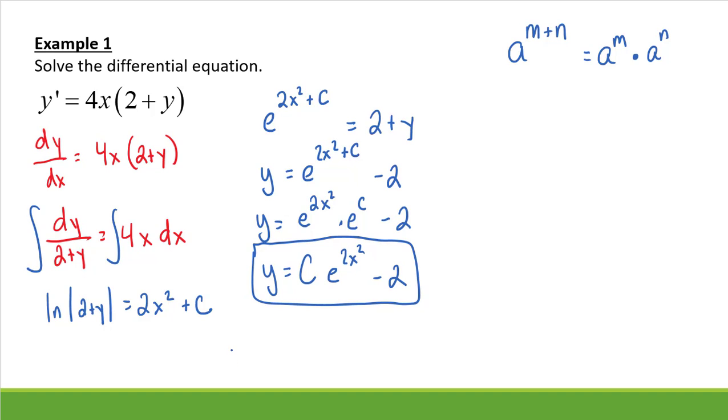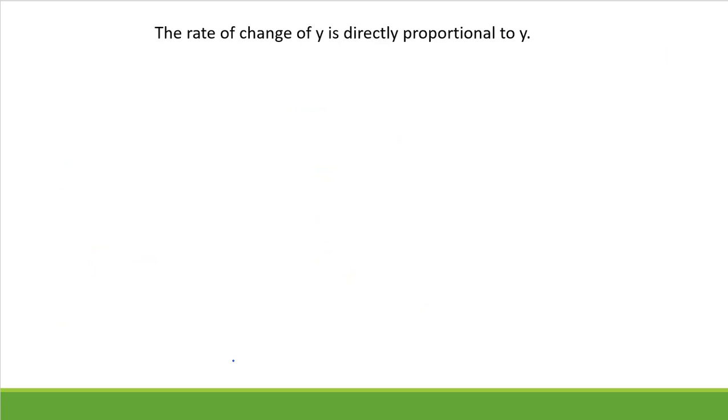Okay, let's get into some applications. The rate of change of y is directly proportional to y. So let's talk about this. This simple sentence is very powerful. The rate of change of y, so dy dt, is directly proportional to y. So that's an important differential equation we have here. I'm going to separate out my variables. I use t for a reason. You guys will see here why in a minute.